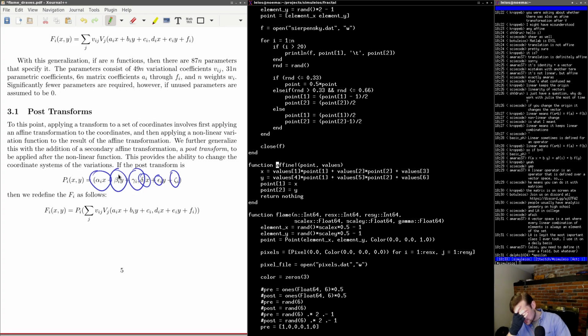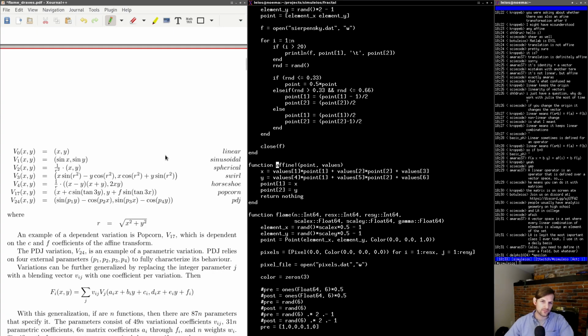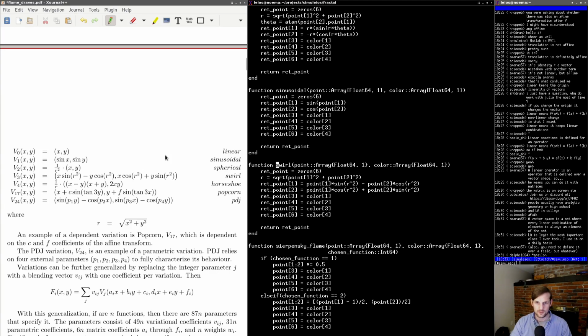So what are we actually going to do here? Let's see, what do we have? The linear map is just x and y. The sinusoidal map is sine x, sine y. The spherical one is 1 over r squared times x, y. And then we have swirl, all this kind of stuff. How did I do swirl before? Before I did swirl as, I think, literally what it says. And then we have a point color. Yeah, okay, this is what I did before. So obviously we can implement all these functions similarly to how we did before. So that's not going to be an issue.